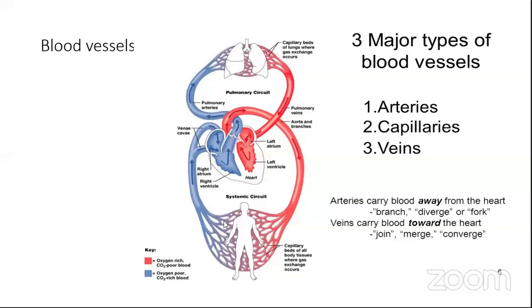Okay, next slide I'll show you venules. These venules join as veins. Sometimes doctors use the word veins. Veins means the blood vessels that carry the impure blood or carbon dioxide rich blood, or carry the blood to the heart. Those blood vessels are called veins. The blood vessels that carry the blood away from the heart are called arteries.